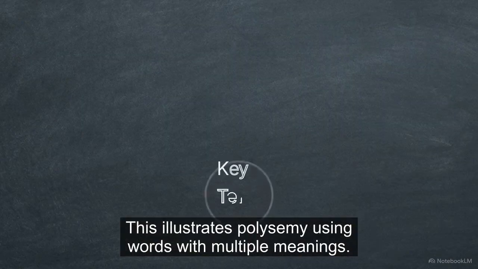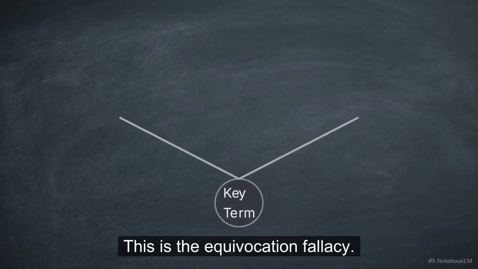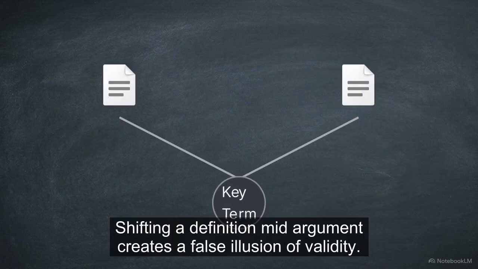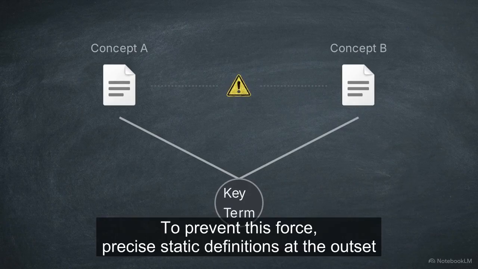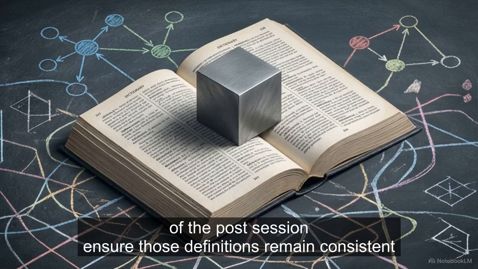This illustrates polysemy, using words with multiple meanings. This is the equivocation fallacy. Shifting a definition mid-argument creates a false illusion of validity. Participants believe they agree on a premise, but are discussing entirely different concepts. To prevent this, force precise, static definitions at the outset of the discussion.